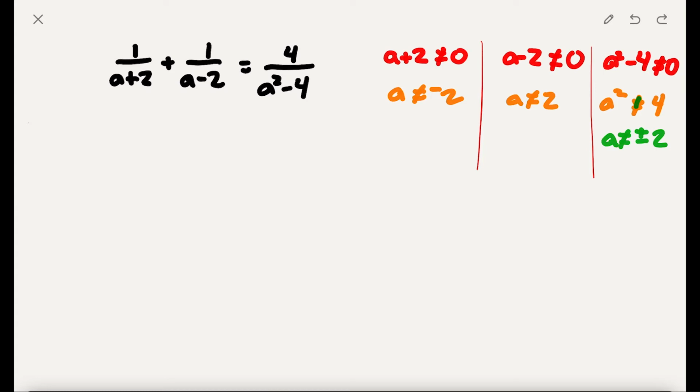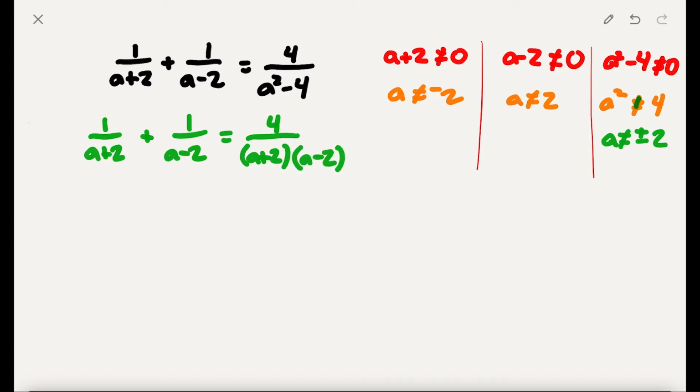First thing I'm going to do is factor everything. So the 1 over a plus 2 is already factored, so we're good to go there. The other one is 1 over a minus 2, that's already factored. So we just have to factor this denominator over here, which is going to be the quantity a plus 2 times the quantity a minus 2. So we end up with something like that. Okay, I'm going to multiply both sides by the denominators, which in this case is going to be a plus 2 times a minus 2. I'm going to multiply both sides by this.